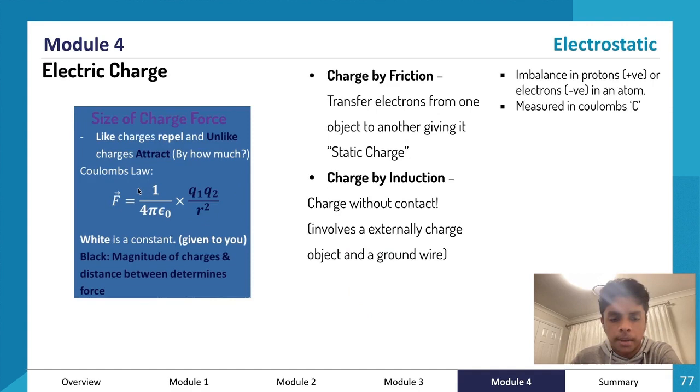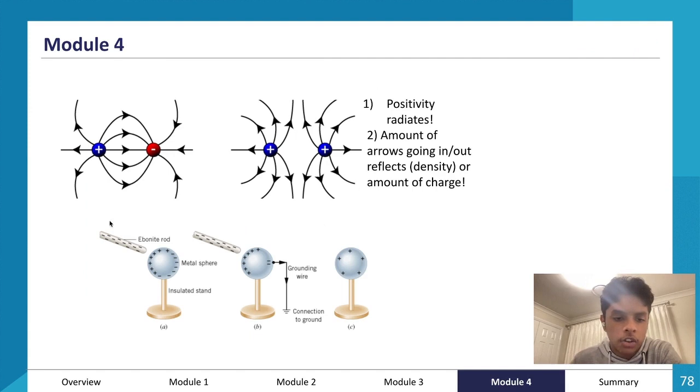Now let's look at charging by friction. If I rub one object against another object, I'll deposit electrons onto that second object to give it static charge, basically. That's what charging by friction looks like. Charging by induction, that's this diagram over here.